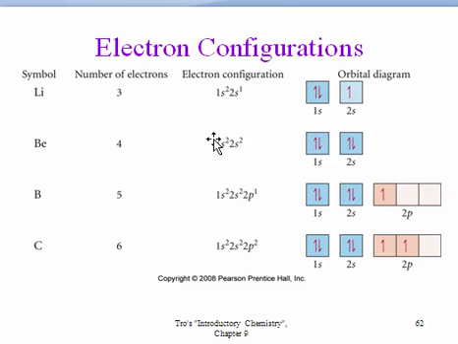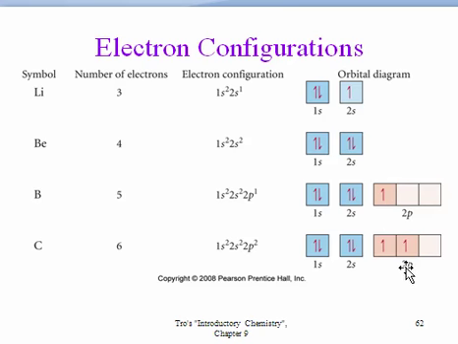Here's beryllium, 4 electrons, 1s2, 2s2. The 2 electrons in the 1s orbital are opposite spins as they are for the 2s. Here's boron with 5. Its electrons in the s orbitals are opposite spins, and then here we have 1 electron in our p orbital, goes up.